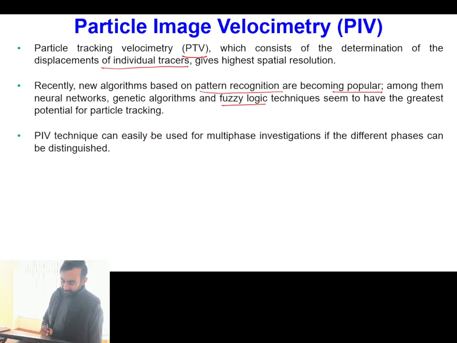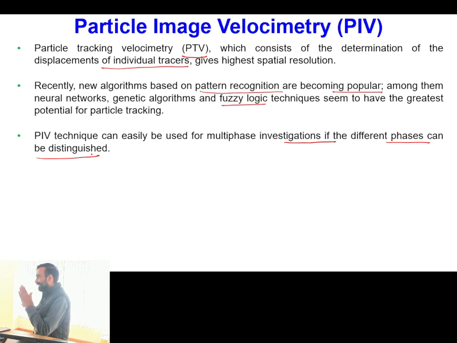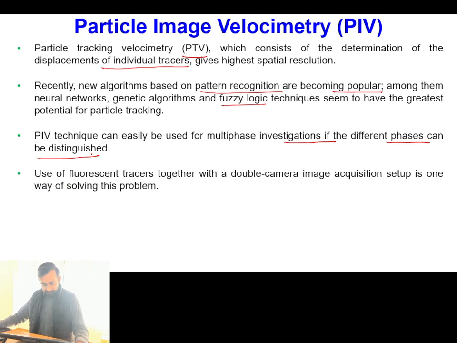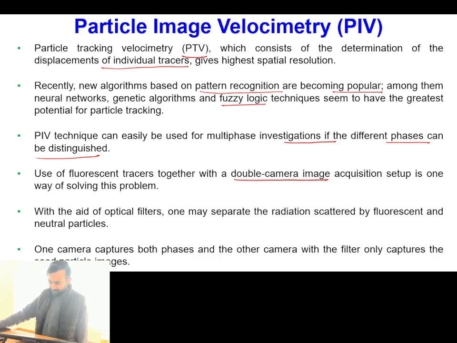PIV techniques can easily be used for multi-phase investigations if different phases can be distinguished. The ultimate aim is that we should have a clear property which can differentiate between the two phases. Then we can simply employ this for multi-phase measurements as well. When using double cameras for a multi-phase system, a double camera image acquisition system is required. I have already explained that we have to use a filter.